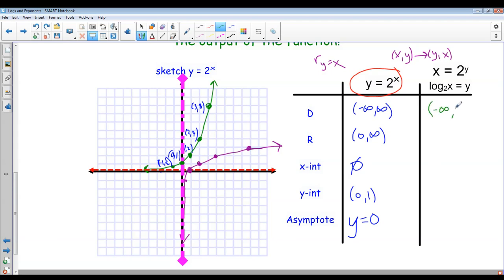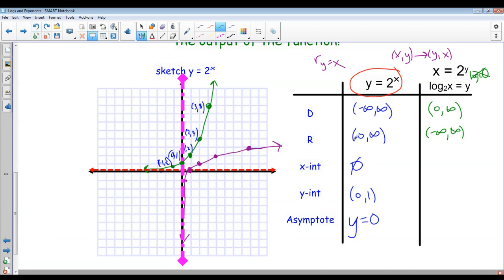So for a log function, the domain is 0 through infinity. Got ahead of myself. We can never put 0 in. 0 does not work. So I can't take log base 2 of 0. That would be an undefined value. The range is all real numbers. It's going to go down forever and ever, and it's going to go up this way very slowly forever and ever.